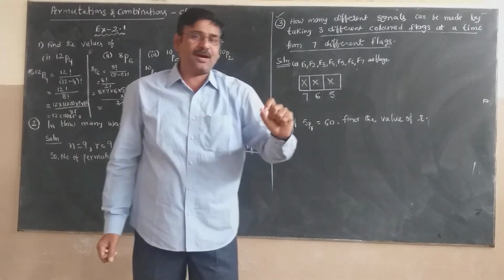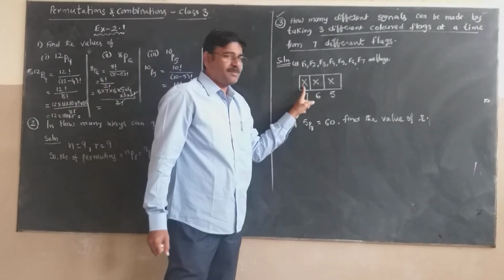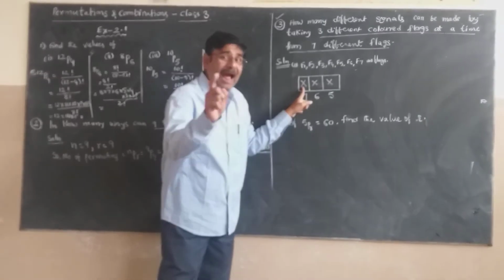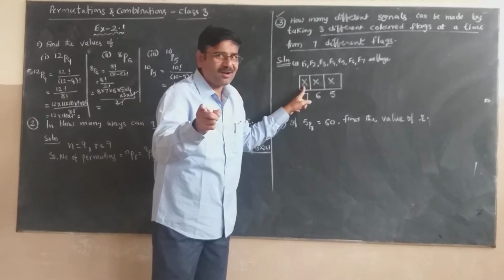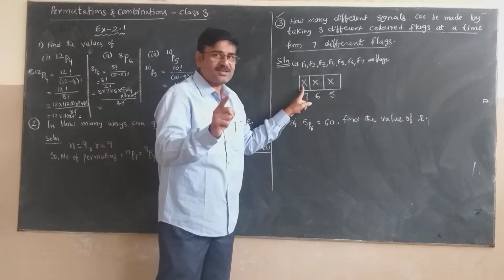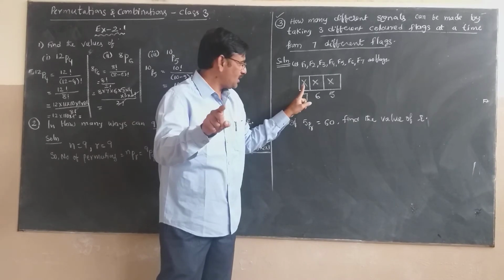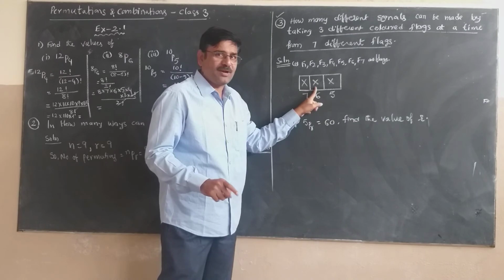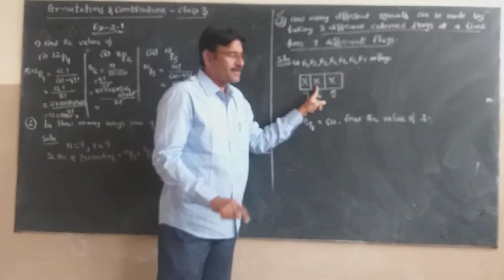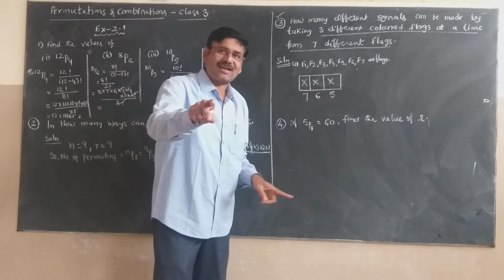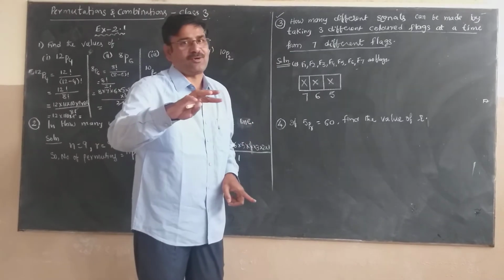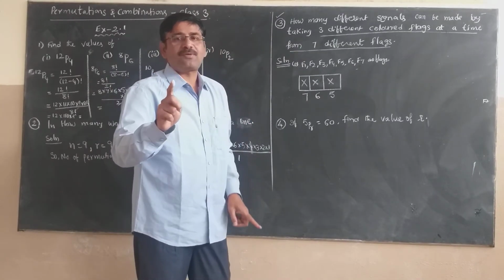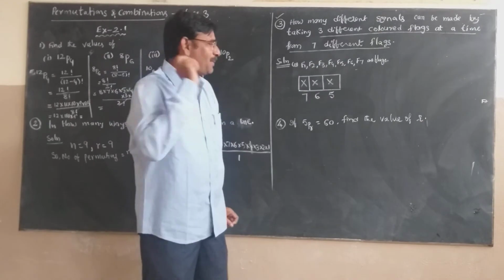So what's happening here? The first blank should be filled by 1 color, and the second blank is to be filled by another color, and the third blank is to be filled by another color. So this is worked out by the counting principle of multiplication.